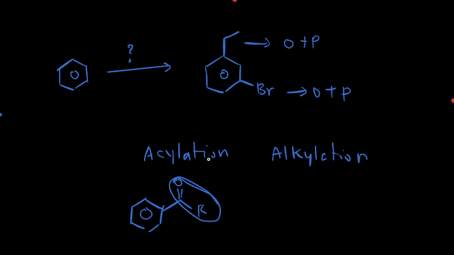And then how do we get rid of this oxygen here? How do we get rid of this oxygen? Well, if you remember, there are two different ways. We can do some sort of reduction reaction, whether we want to do Clemmensen or Wolff-Kishner reduction.